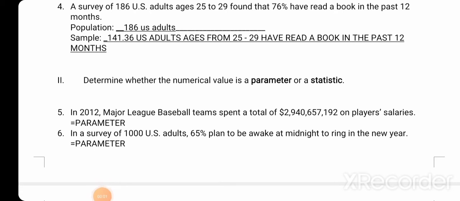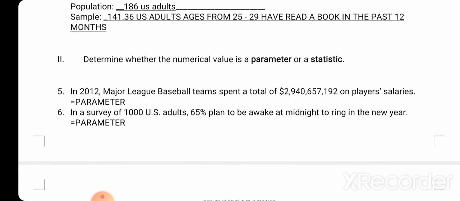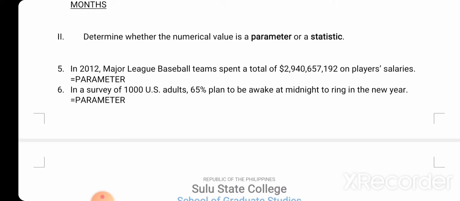The second part is to determine whether the numerical value is a parameter or a statistic. Number 5: in 2012, Major League Baseball teams spent a total of 2.94 billion dollars on players' salary. My answer here is a parameter, because a parameter is a description of a population characteristic.